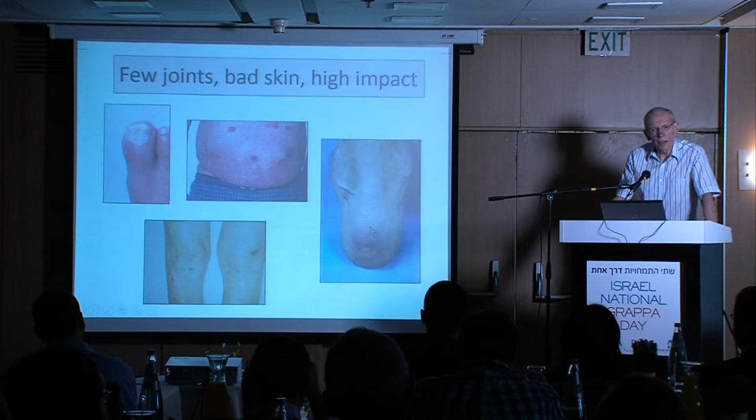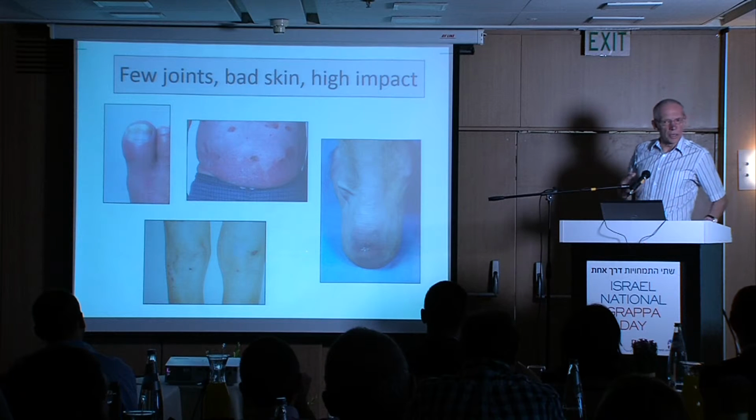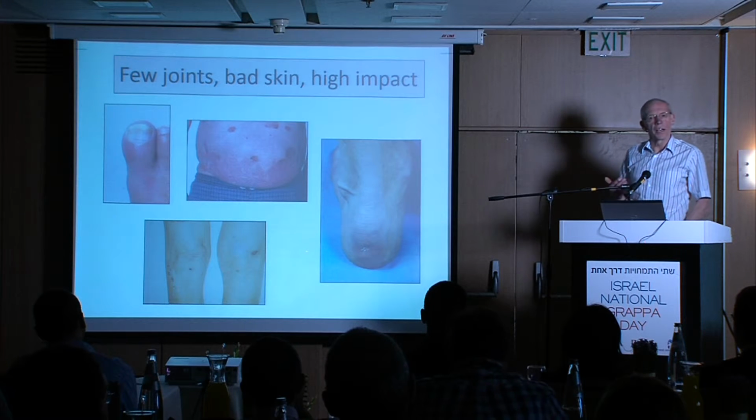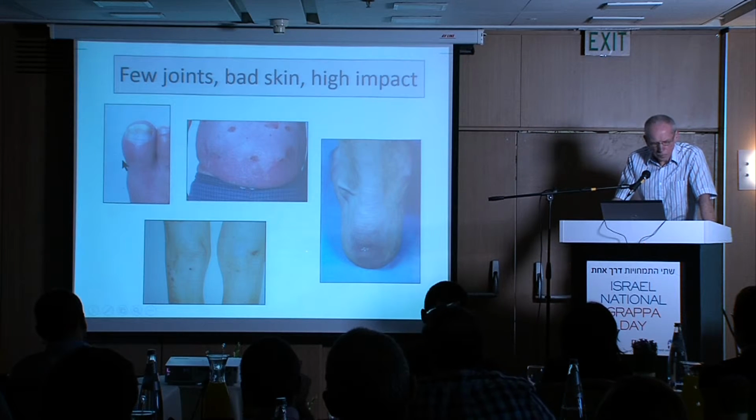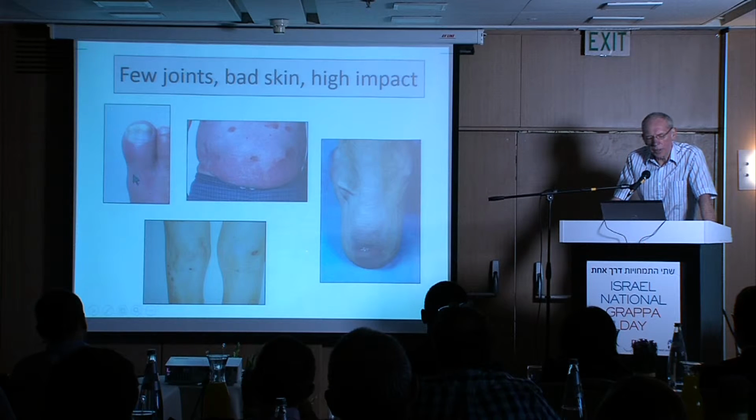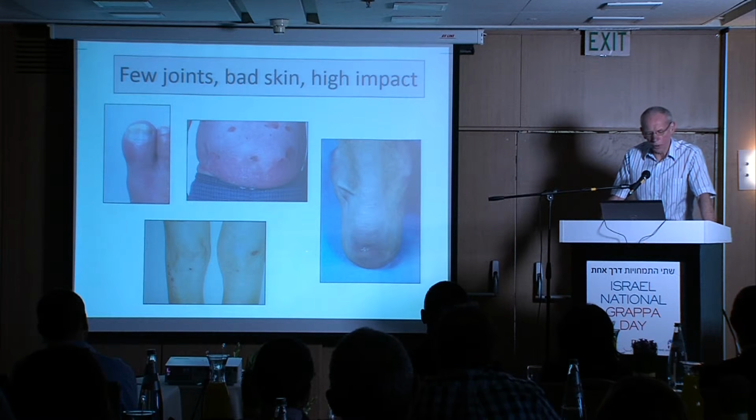And of course, we all have patients who've got just a little bit of disease, but have got a high impact. This was a patient who only had a big toe involvement, the so-called Bauer digit. But it made a significant impact on his quality of life because he couldn't walk.